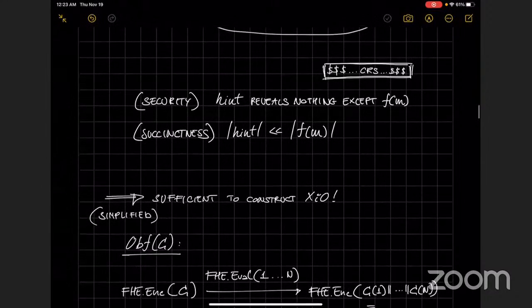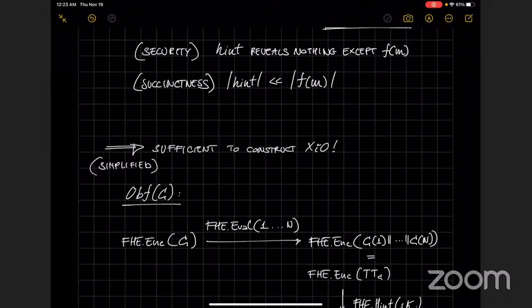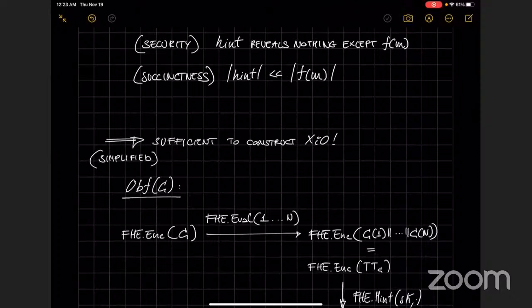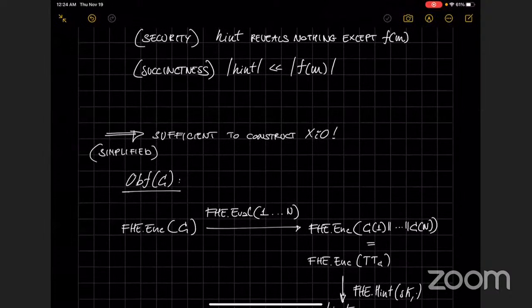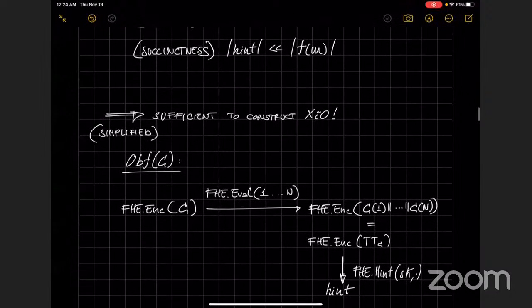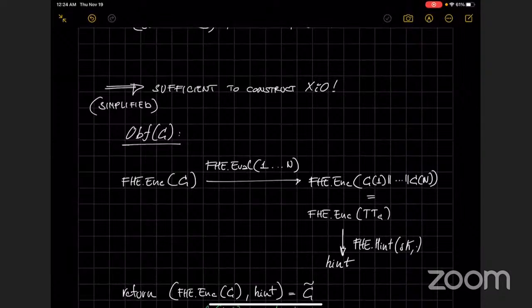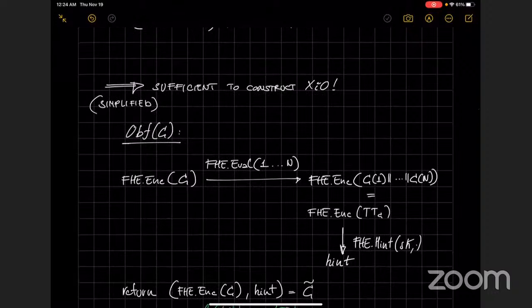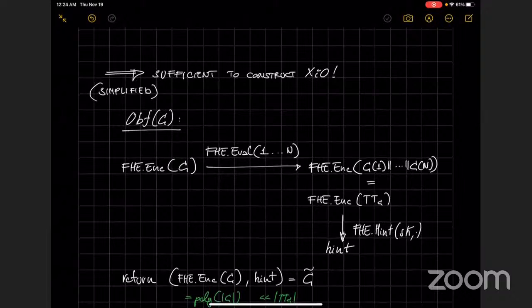So in order to obfuscate the circuit, all I'm doing is just giving away an encryption of the circuit C, and homomorphically evaluating the circuit C over all possible inputs 1 to n. Recall that n was a polynomial, so I can do that. This is why it's very convenient to work with XIO. Then I obtain essentially an FHE encryption of the circuit evaluated at all points, which is basically the truth table of the circuit. I can take this ciphertext and compute the hint using my secret key. Now, the obfuscation of my circuit really just consists of the encryption of my circuit together with the hint that I just computed over the encryption of the truth table of the circuit C. This is going to be my obfuscation, and we can already check that this satisfies the succinctness requirement.